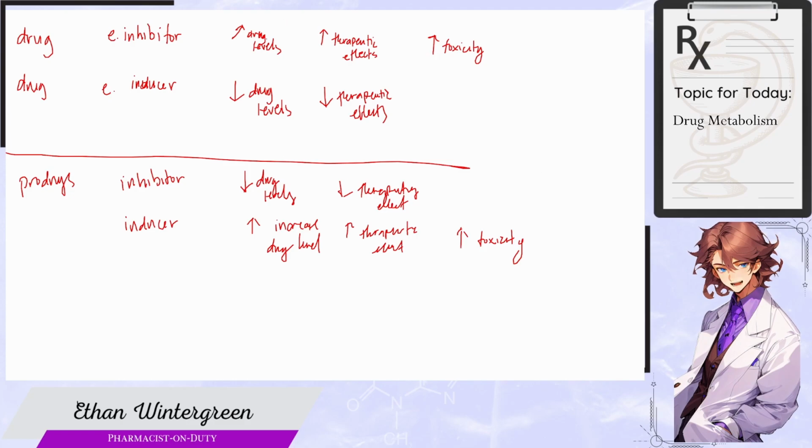Drug with inhibitor: increased drug levels, increased therapeutic effects, increased toxicity. Drug with enzyme inducer: decreased drug levels, decreased therapeutic effects. The opposite is true for prodrugs. Prodrugs, when given with an inhibitor, decrease drug levels and decrease the therapeutic effect. Prodrugs given with an inducer increase the drug levels, increase the therapeutic effect, and increase toxicity. I hope that is clear.